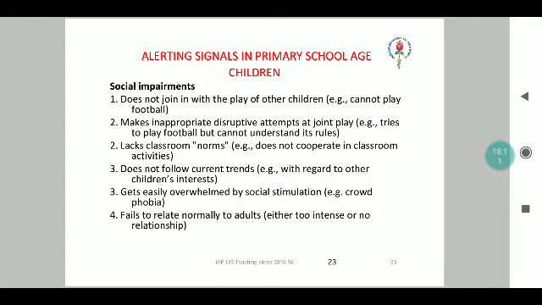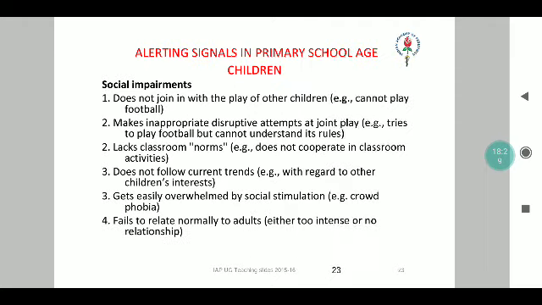Now, when we move on to a slightly older age group, the social impairments include inability to join the play of other children cooperatively in a group, inability to maintain certain classroom norms, inability to follow the current trends which is expected for that child, inability for the child to be overwhelmed by social stimulation, that is, crowd phobia, though it can be normal to an extent.